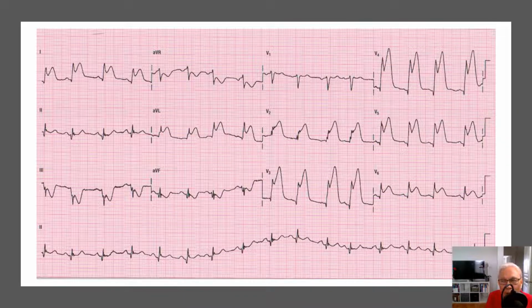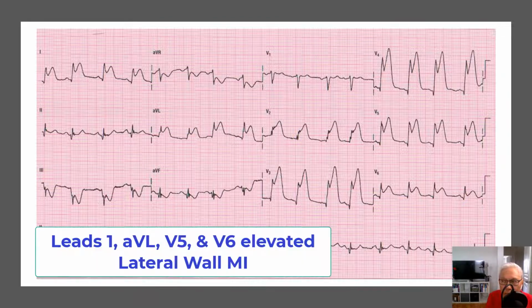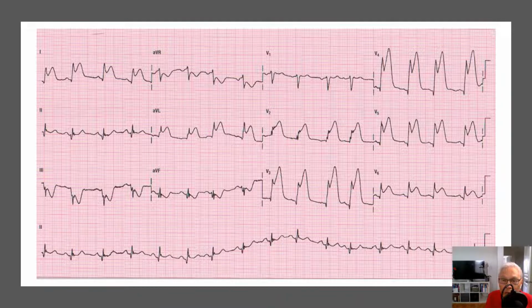So let's take a look at the relationships over here. Lead 1 and AVL are related, and they're also related to V5 and V6. Which means to say that if there is ST elevation in lead 1, AVL, V5, and V6, then we could say that the patient has a lateral wall MI. This represents a pathology in the circumflex coronary artery.